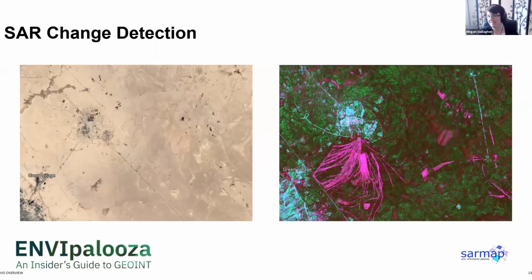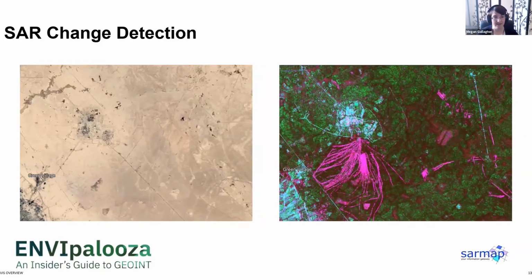This is one example of a SAR CCD, or coherence change detection. On the left-hand side of the screen, we have an optical image around Green Village in Syria, where we're seeing a lot of sand and some roads.